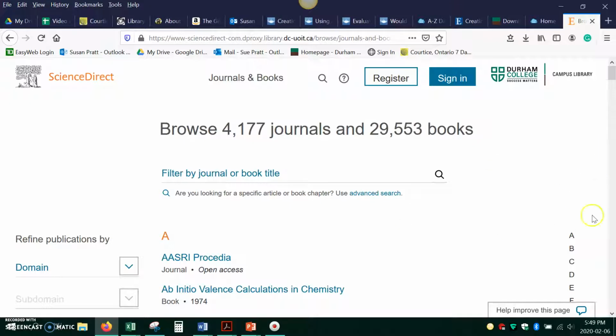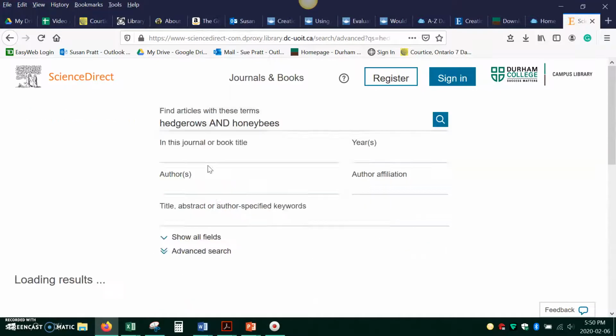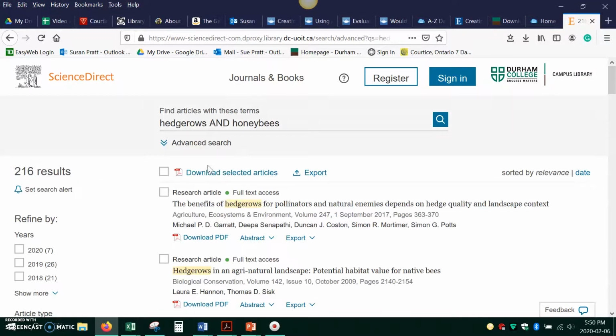So we went immediately to the advanced search. We clicked here, and then we put in the terms that you were looking for: hedgerows and honeybees. And then we pressed enter. We found lots of good stuff.